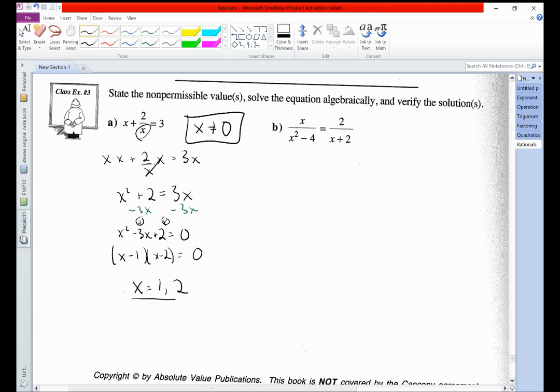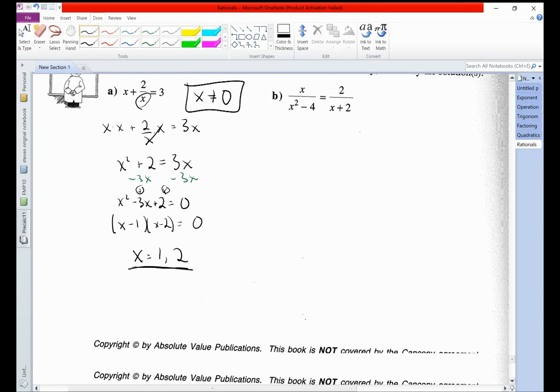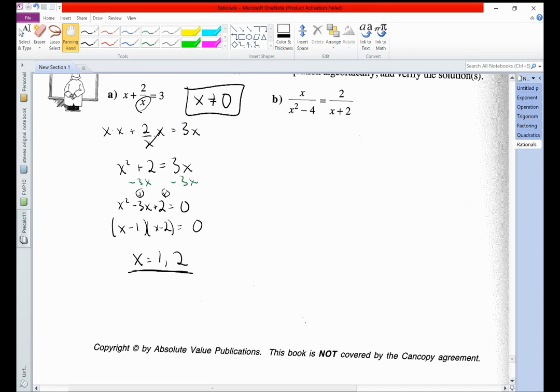X cannot equal 0. So our solutions are x is equal to 1 and 2. None of them are a non-permissible value, so they both work. And we can verify one of them, just so we don't have to do so much work. If we verify one, then the left side of our equation is going to be (1 plus 2) over 1. And the other side is going to be 3. So 1 plus 2 is 3. Right side equals left side. Check.